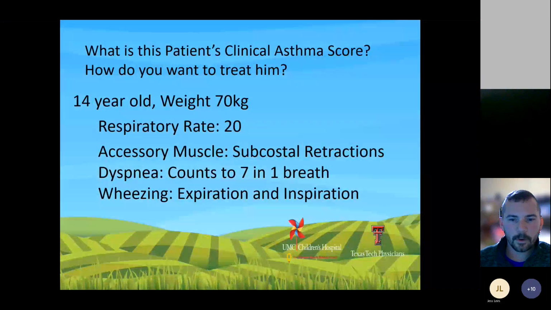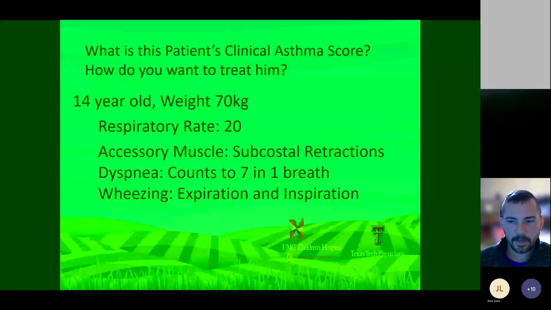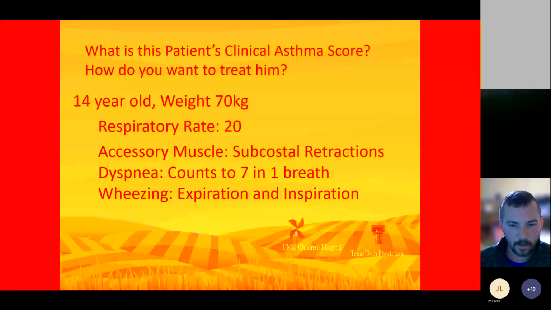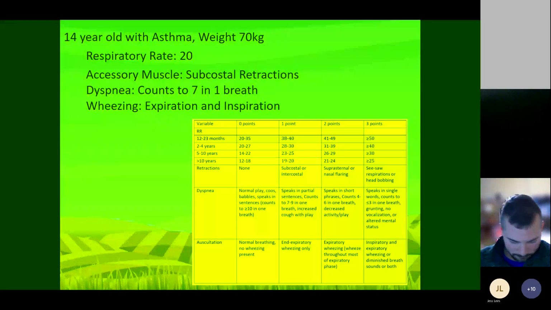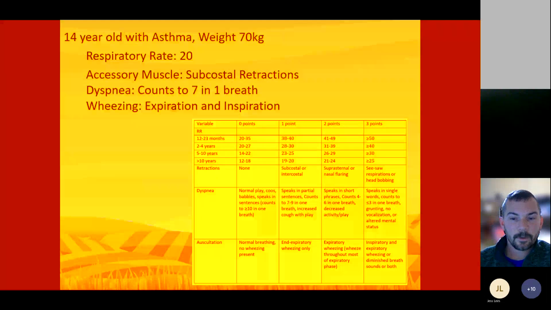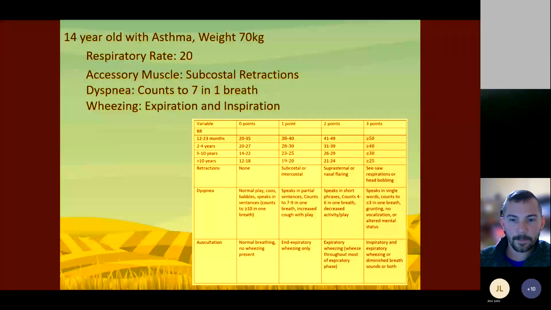Real briefly, again, we'll go over this one. It's saying respiratory rate 20, subcostal retractions, counts to 7 in one breath, and expiration and inspiration. A respiratory rate of 20 is maybe a little elevated for a 14-year-old, but not horrible. Respiratory rate 20 for a 17-year-old, greater than 10 years, we fall into the 1 point range. Subcostal retraction, another 1 point.